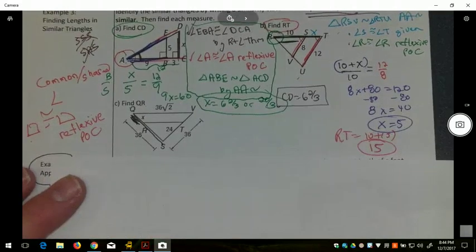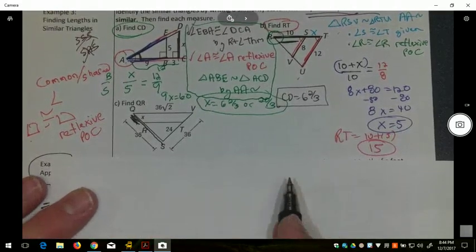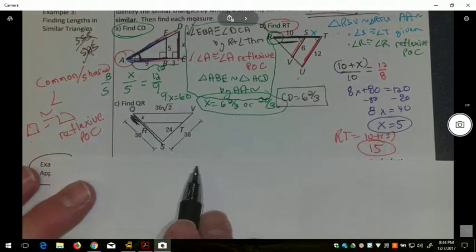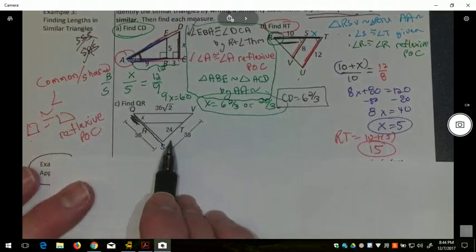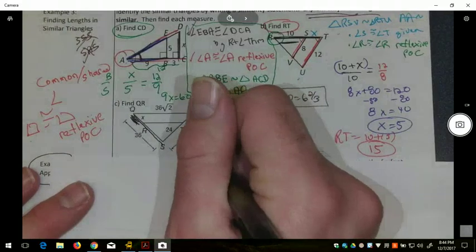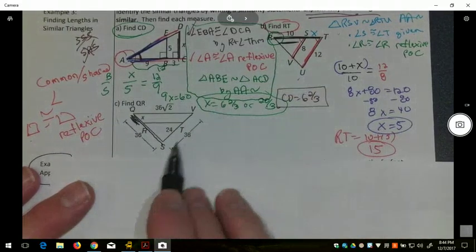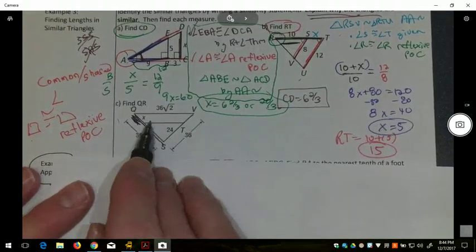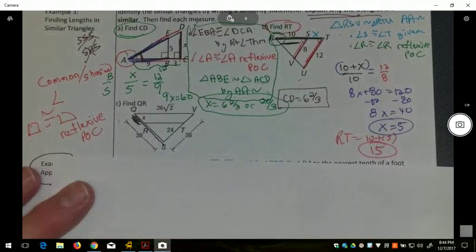So we've got to match up sides of similar triangles. We have a problem with this one, and that is that they did not give me 3 sides. I do know this whole side and this whole side. I don't know this piece or that piece, and I don't know this side. So I can't do side, side, side, and I can't even do side, angle, side.